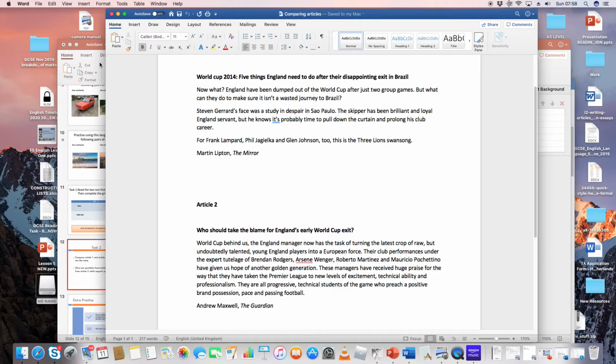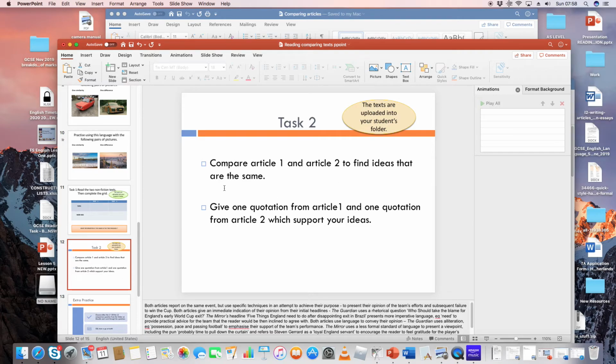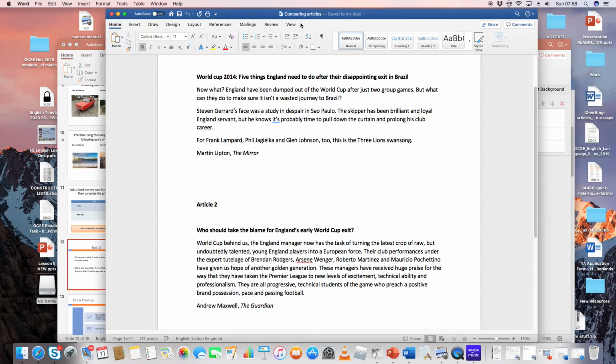Can you find a difference between the two using this idea? Although it says ideas are the same here, now find ideas which are different, and support them with quotations. Possibly what you could have had is Article 1 focusing on the players that should leave. It says, for example, for Frank Lampard, Paul Scholes, Glen Johnson too, this is a swan song. A swan song is like the last time you do a performance, or your last time you play for a country or act or perform.